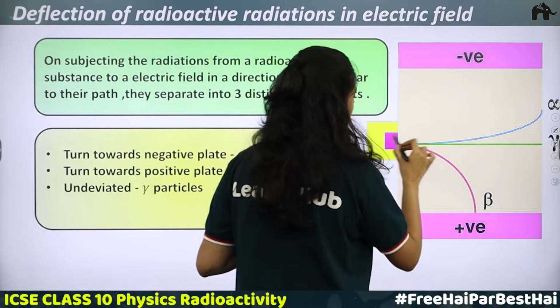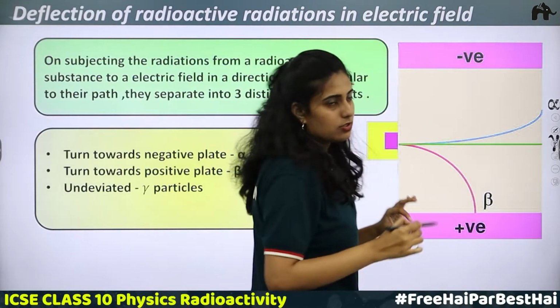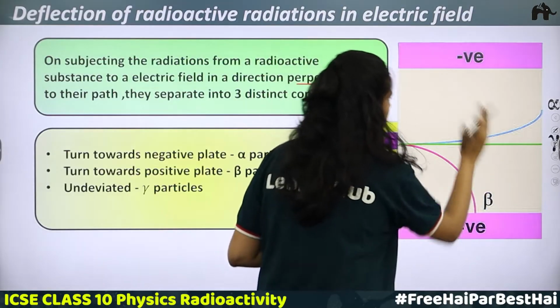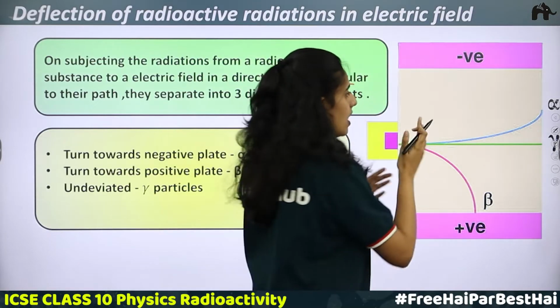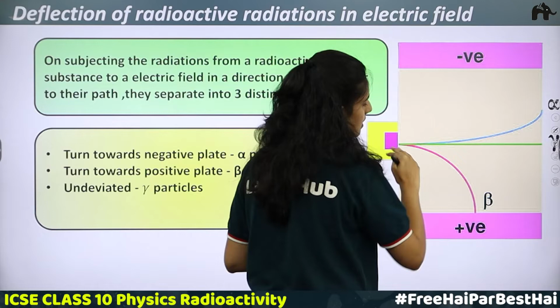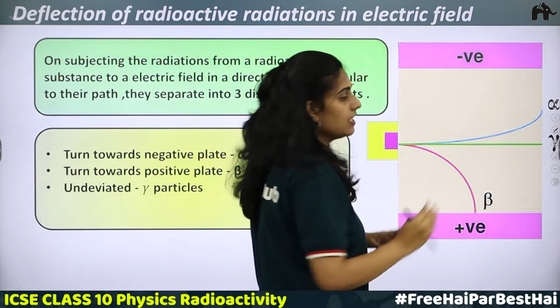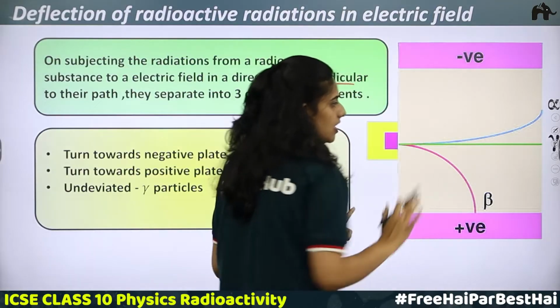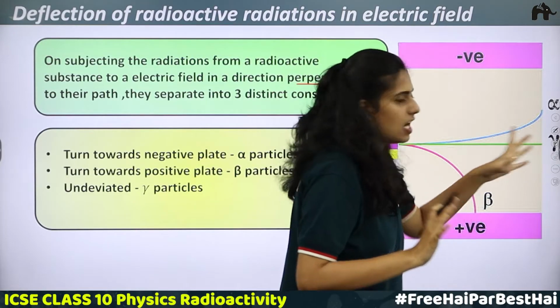So one will deviate to the negative plate. So you are providing an electric field. To provide the electric field, there is a positive plate and there is a negative plate. One will deviate to the negative plate, the other will deviate to the positive plate, and the third one will remain undeviated. So undeviated, of course, it is the gamma rays.